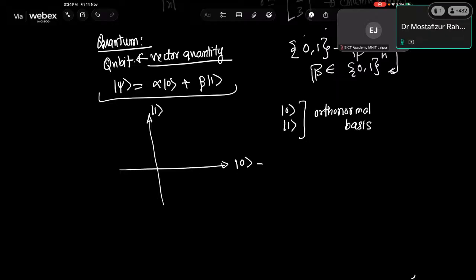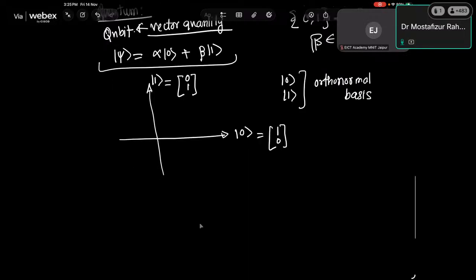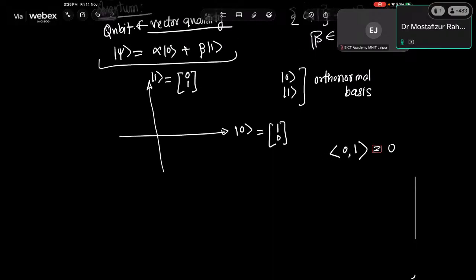This 0 is basically a column vector 1, 0, and this is basically 0, 1. If it is 1, 0 and 0, 1, you can simply do the dot product between 0 and 1, and you can see it is equal to 0. The dot product between these two vectors, just simply the dot product, will come as 0. So that means they form an orthonormal basis set.